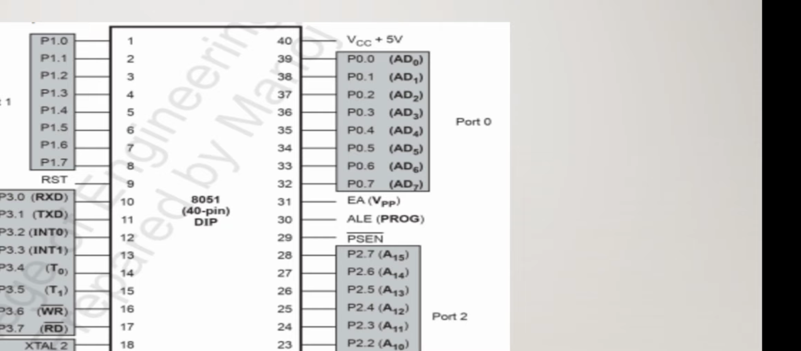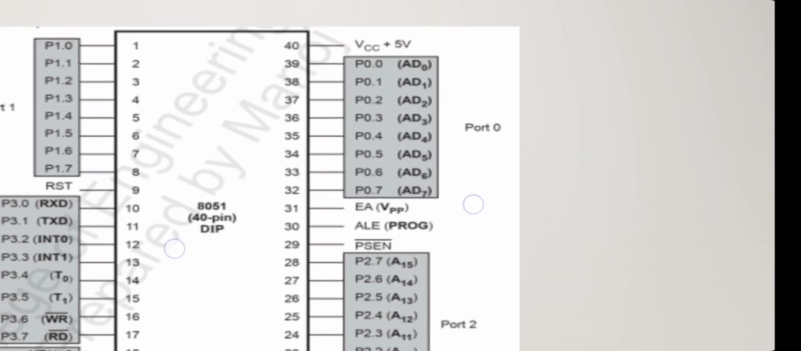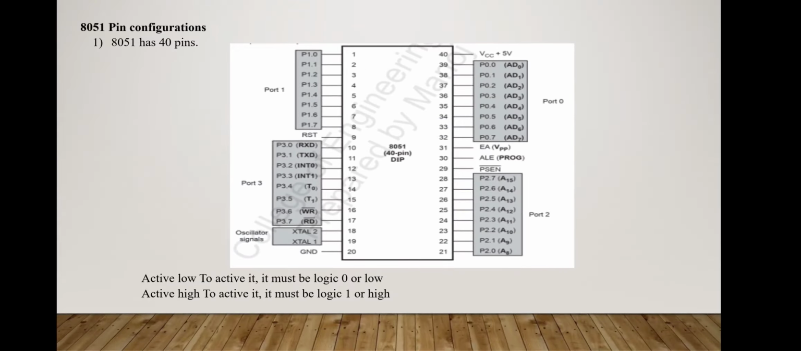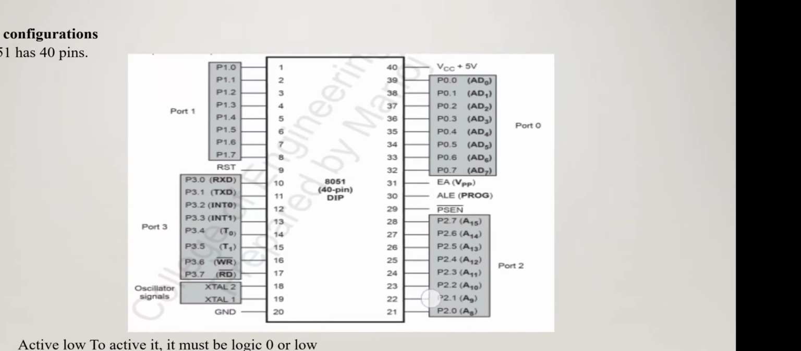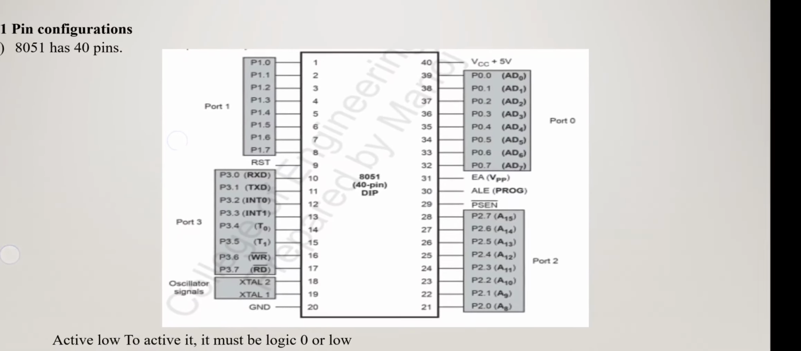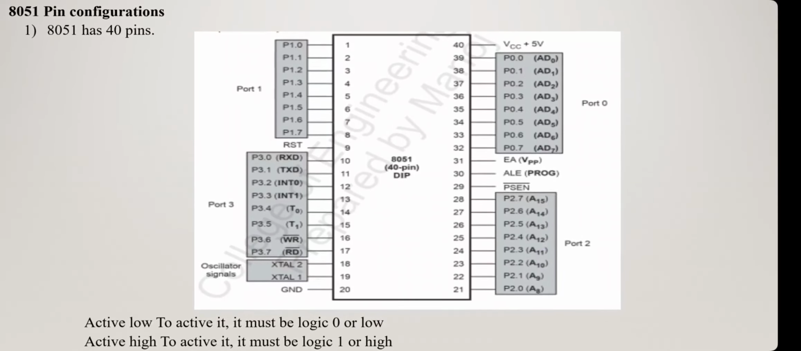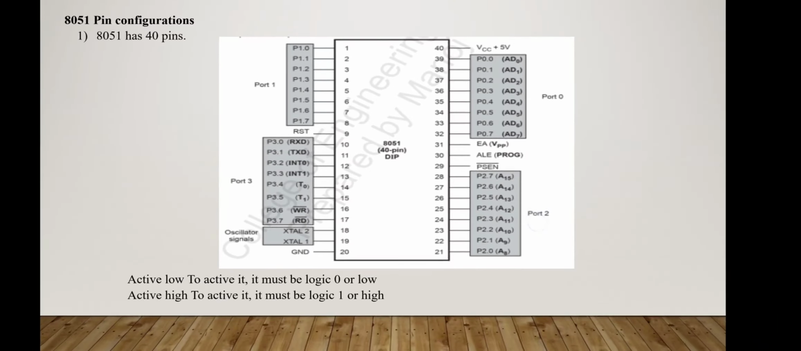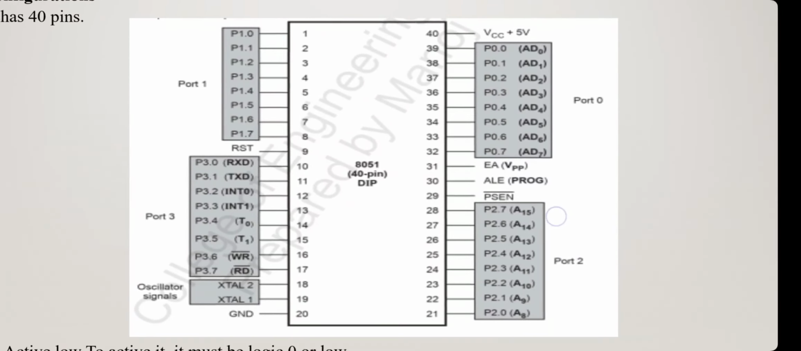If ALE equal to 0, we are using data bus. Okay, then next, pins 39 to 32 are reserved for port 0, and pin 40 we have VCC. So port 0, port 1, port 2 and port 3, these 4 ports are bidirectional 32-bit input output ports, and each port is of 8 bits. Okay, so we can discuss each pin in detail.